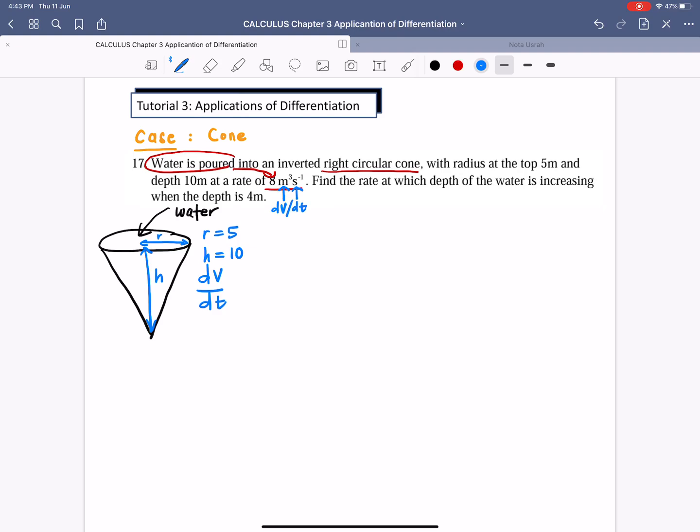Find the rate at which, so what we want to do here, we want to find the rate at which the depth is increasing, that means dh/dt, when the depth, which is h, is 4 meter.